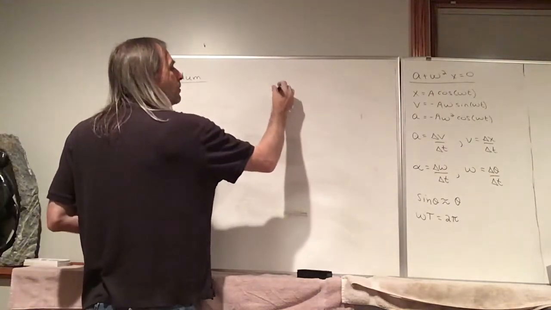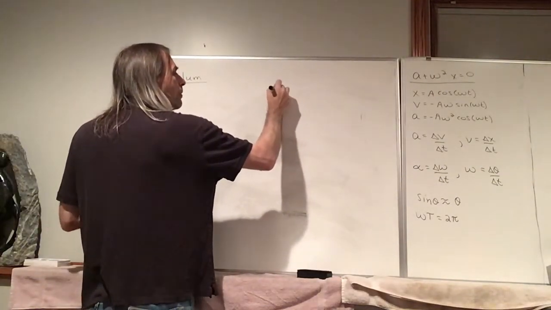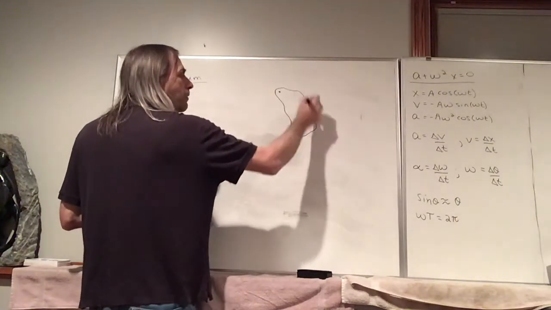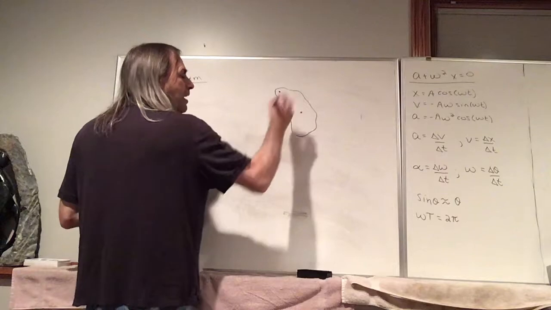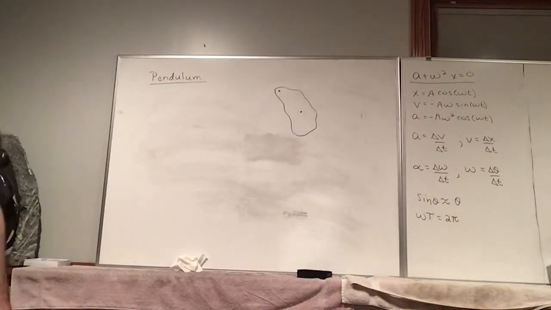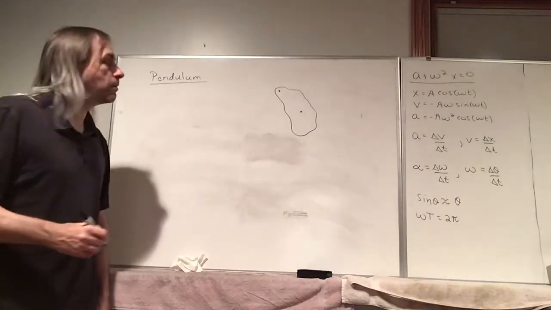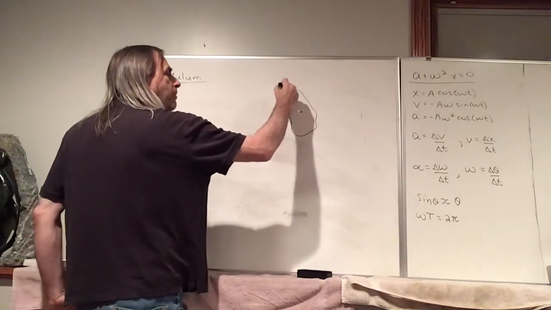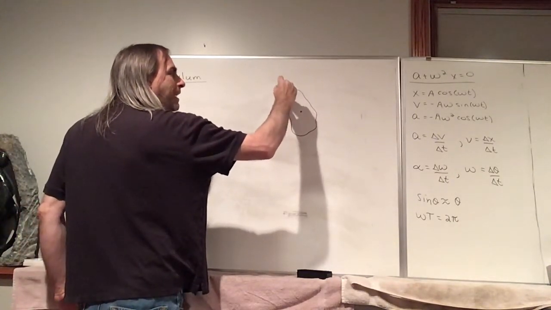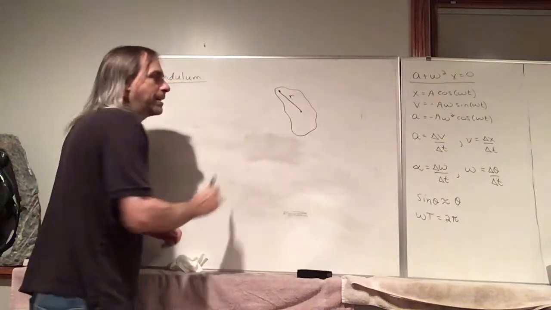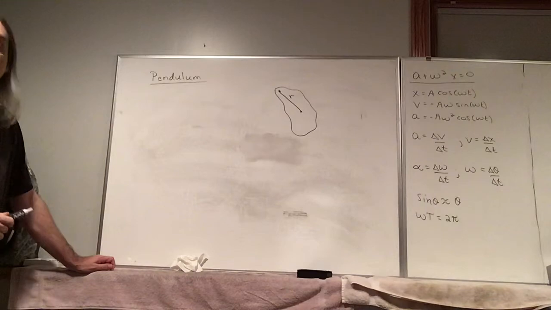Okay, so we have some object, some random shape, and I'm going to identify the center of mass because the torque on this object is going to be due to gravity, so we need to know where to put it. So we put in the center of mass. So this is our axis of rotation. And let's say the distance from the axis of rotation to the center of mass is r.